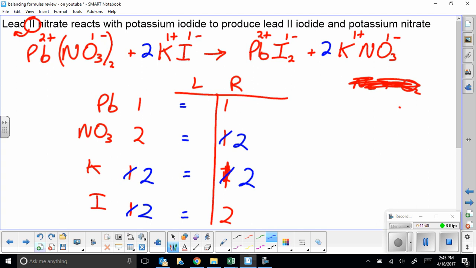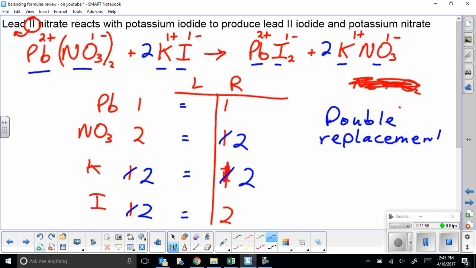And this one, I've got 2 here and 2 here, and they cross. So the lead was with the nitrate, and now the lead's with the iodine. The potassium was with the iodine, now potassium with the nitrate. So this would be a double replacement reaction. Double replacement reaction.